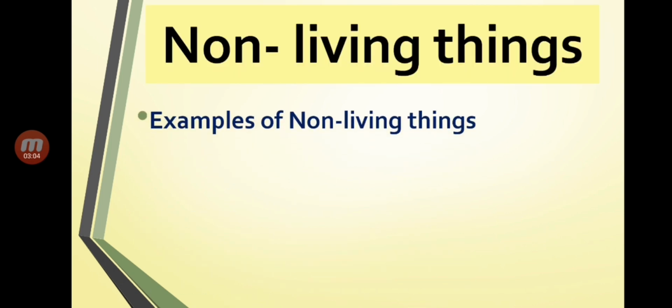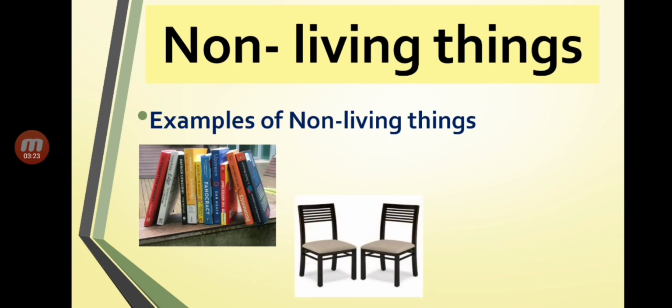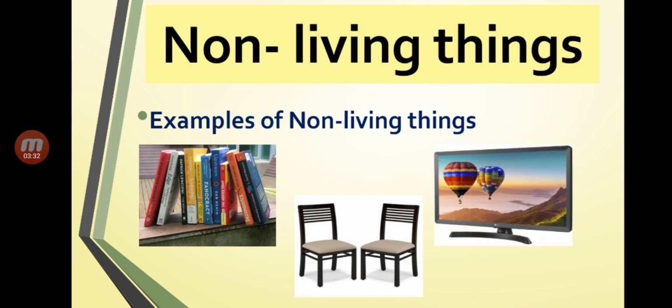Now, these are examples of non-living things. The first picture is these books. These books are non-living things. And the other one is these chairs. Chairs are an example of non-living things. And the next one is a television. This television is an example of a non-living thing.